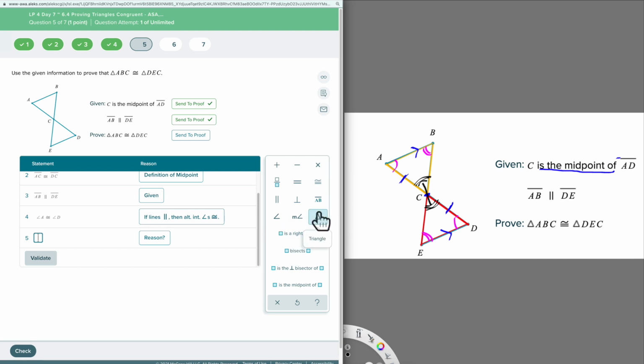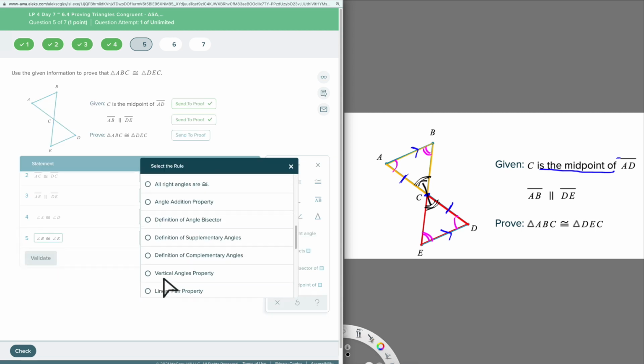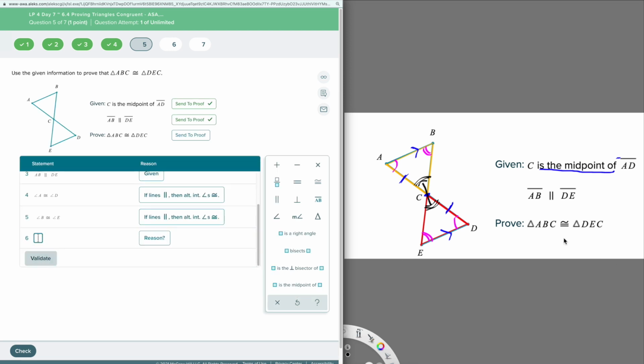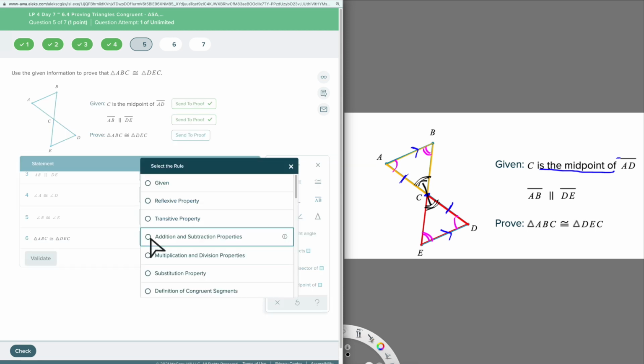I'm just going to go ahead and go with angle B. I'm going to do alternate interior angles again. Why not? Angle B is congruent to angle E. Again, if 2 lines are parallel, alternate interior angles are congruent. So because I used the 2 pink ones and I had the blue, I'm going to have angle, angle, side. So I can go ahead and send this to proof using angle, angle, side.